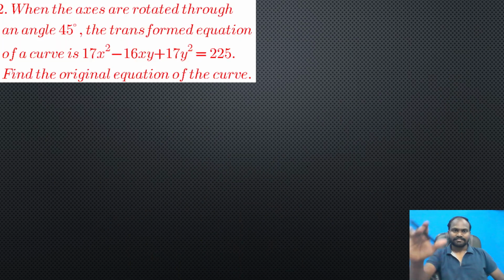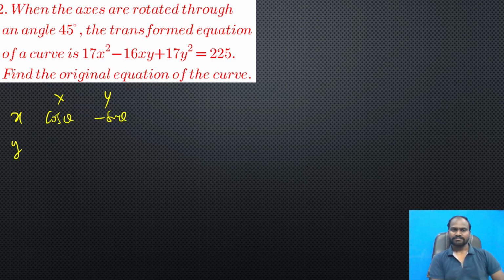Okay, right. So look at the question here. When the axes are rotated through an angle 45 degrees, the transformed equation of a curve is this. Find the original equation, he said. So the given equation is the new equation. Just try to recall what you have written: x, y, capital X, capital Y, cos, minus sin, cos. So the given is the new equation, the transformed equation.